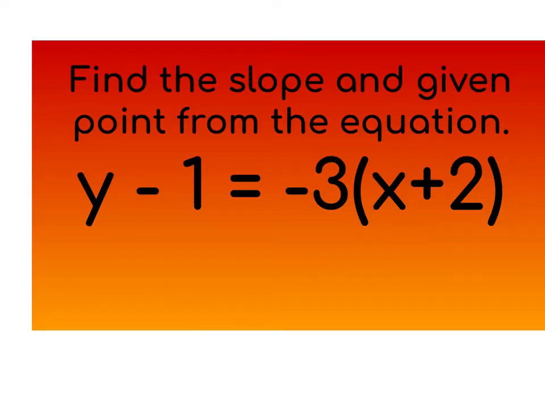It says find the slope and the given point from this equation. So if we're going to be finding the slope, it is always the value that's in front of the parentheses. So we're looking for m, and then we're looking for a point. So in this case, our slope is a -3 because it's in front of those parentheses.